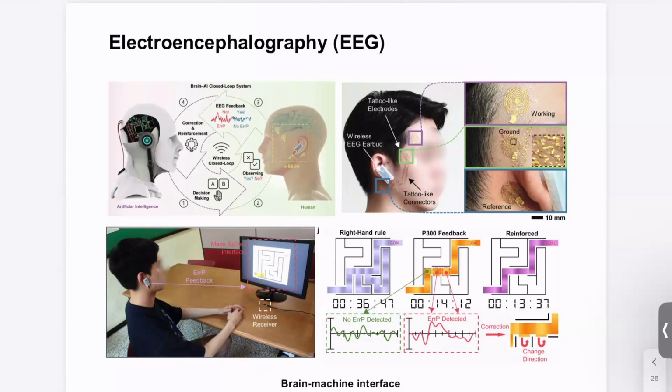So for more complicated brain-machine interfaces, you need better spatial temporal resolution. So often you need to implant electrodes into the brain. This is the kind of thing a lot of people are doing, including Neuralink, if you know.